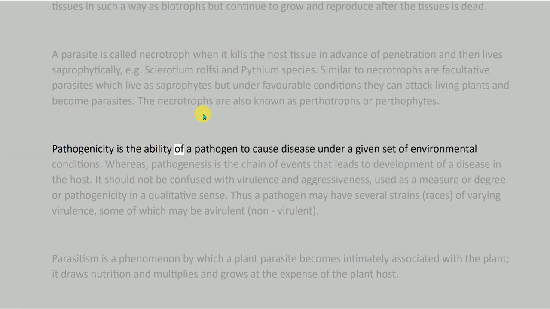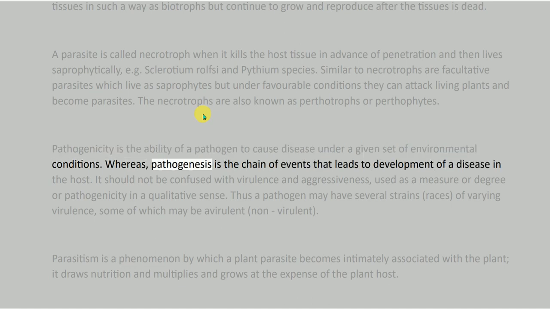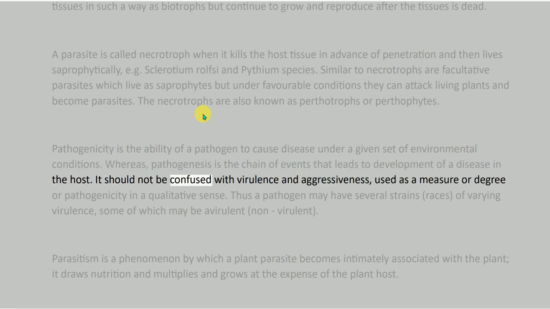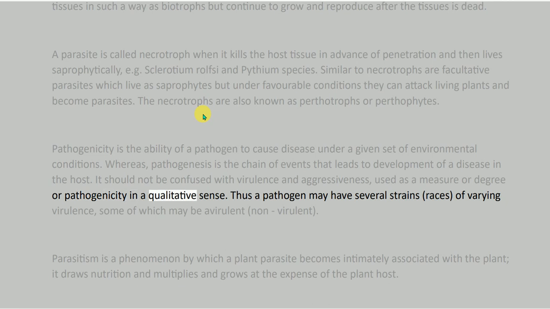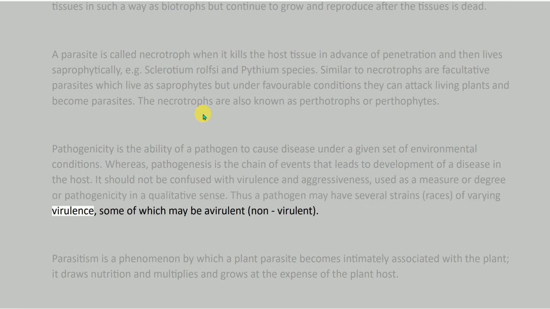Pathogenicity is the ability of a pathogen to cause disease under a given set of environmental conditions, whereas pathogenesis is the chain of events that leads to development of a disease in the host. It should not be confused with virulence and aggressiveness, used as a measure or degree of pathogenicity in a qualitative sense. Thus a pathogen may have several strains, races, of varying virulence, some of which may be avirulent, non-virulent.